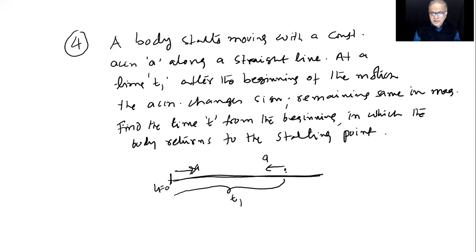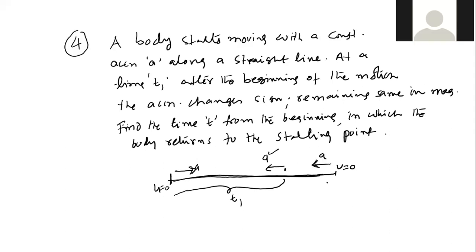It doesn't stop here. The body slows down. Somewhere, the body's velocity becomes 0 again. But the acceleration is still there in the backward direction. So the deceleration now becomes acceleration. Right? So it goes back like this. That's the question.